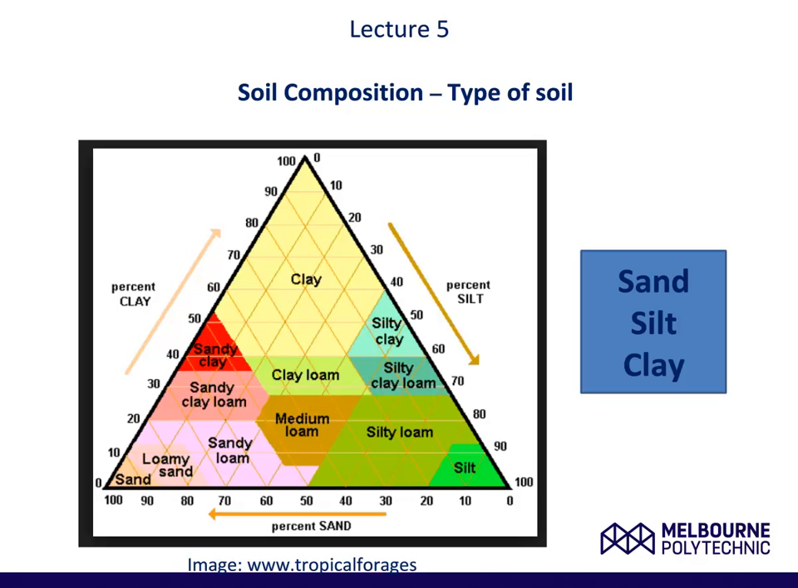Once you know the composition, or the percent of each of these components, sand, silt and clay, you can then use this information with a soil triangle, the figure on the slide, to identify what soil type you have. For example, a soil with a high clay content, low sand and low silt is described as clay. However, a soil with an equal amount of clay, silt and sand is called a clay loam.